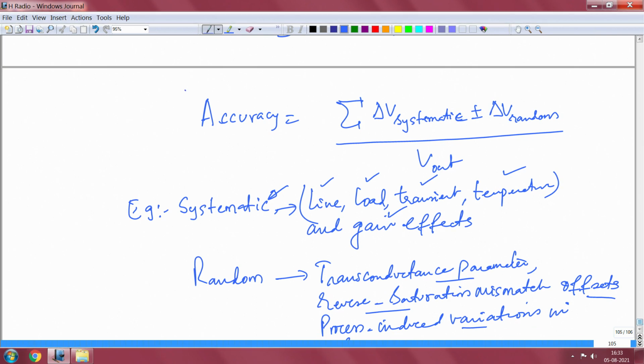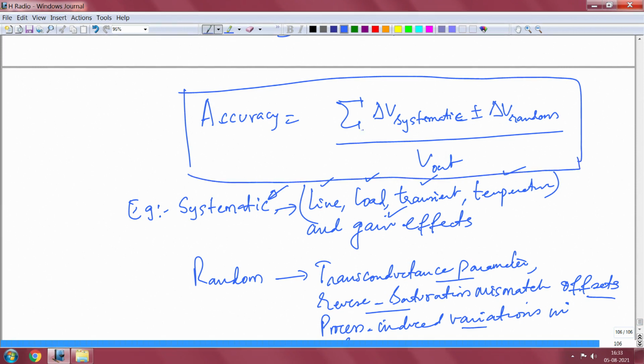So in a very simple way, accuracy is just this parameter: the sum of all the voltage changes due to systematic variations, plus or minus all the variations due to randomness, divided by the output voltage. Some of the manufacturers represent this in percentages, some of them represent it in terms of actual numbers. Folks, either way you can use them, and this is what the meaning of accuracy is in your data sheet with respect to the LDO.